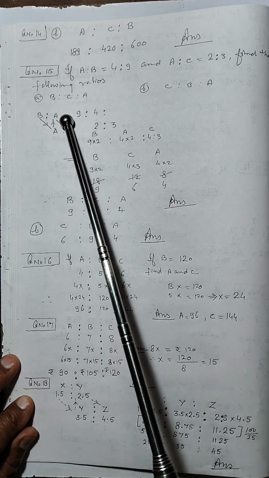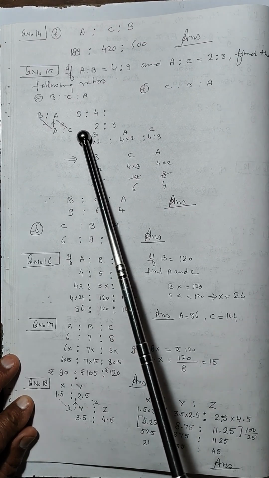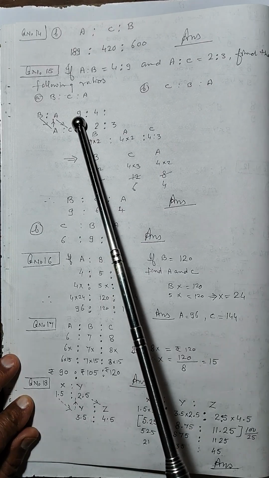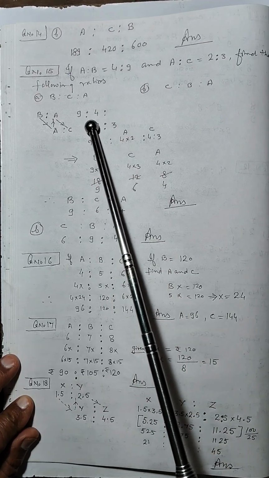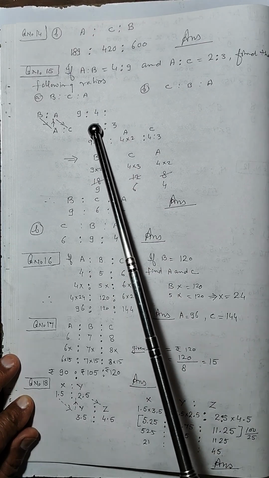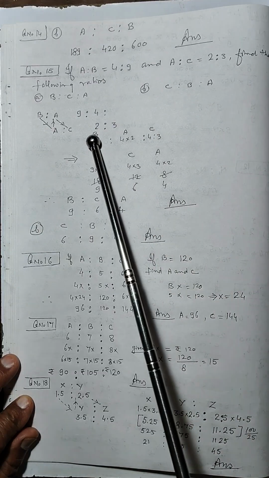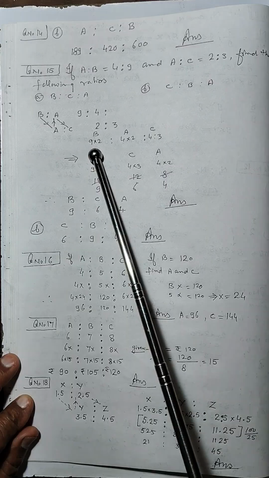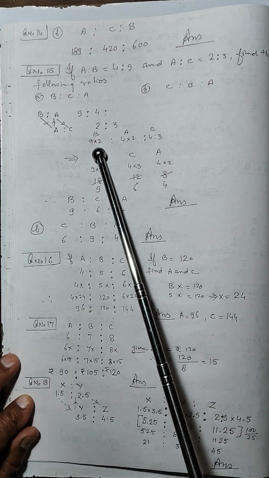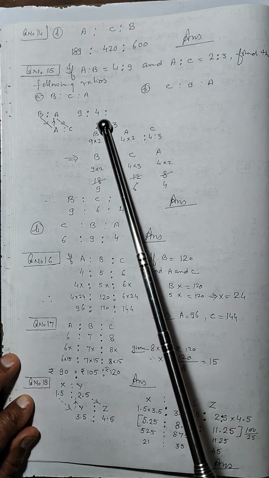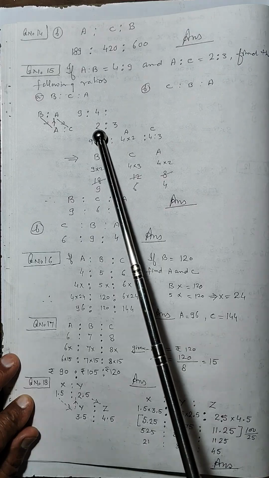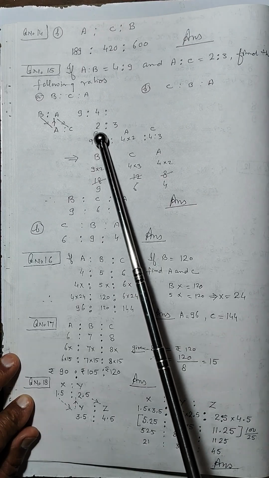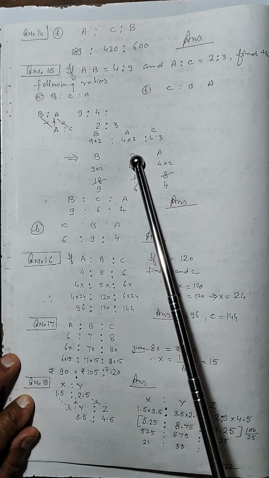So BAC here. So 9 is to 4, I have written here, and 2 is to 3. So 9 into 2, that is B, and 2 into 4, that is A, and 4 into 3, that is C.